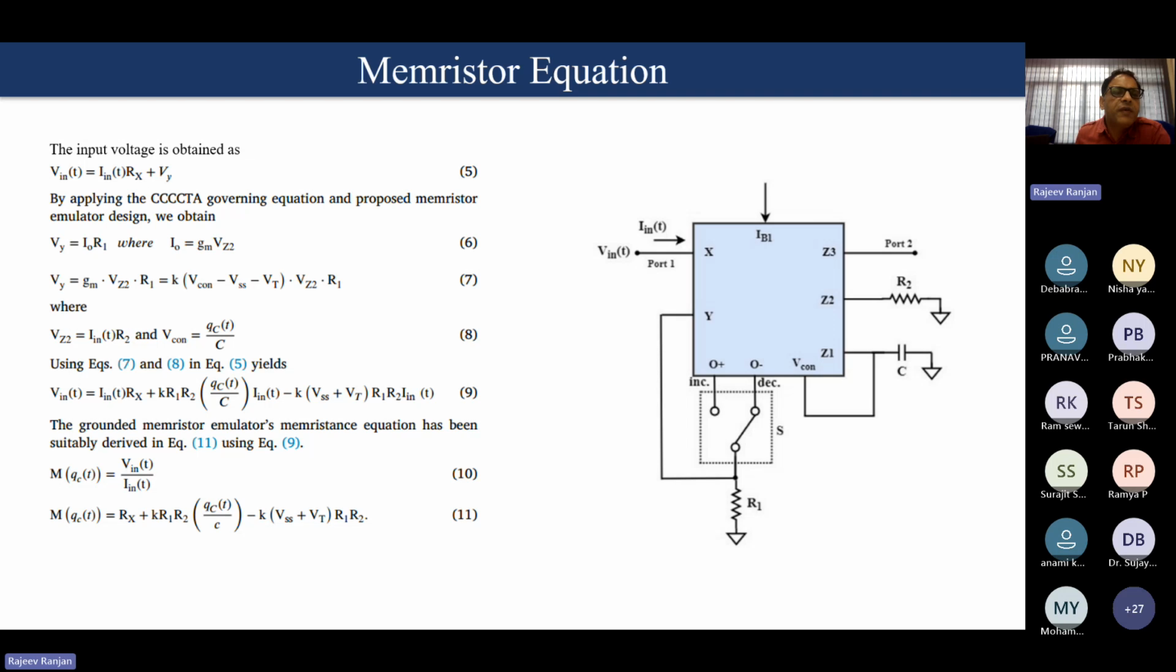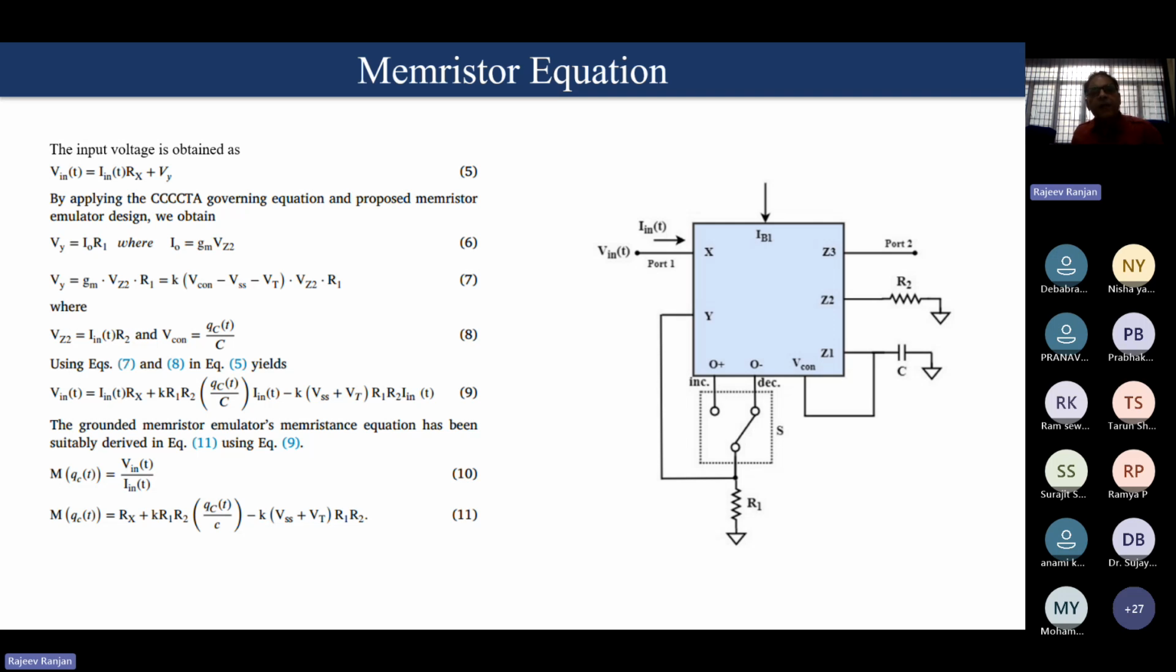So the grounded Memristor emulator equation has been derived in equation 11 using equation 9. We have divided the voltage V_in(t) by the current I_in(t). So the final Memristor equation is shown here: M(q_c(t)) = Rx plus K R1 R2 q_c(t) C minus K V(t) plus R2 R3. This is the final Memristor equation using this circuit.